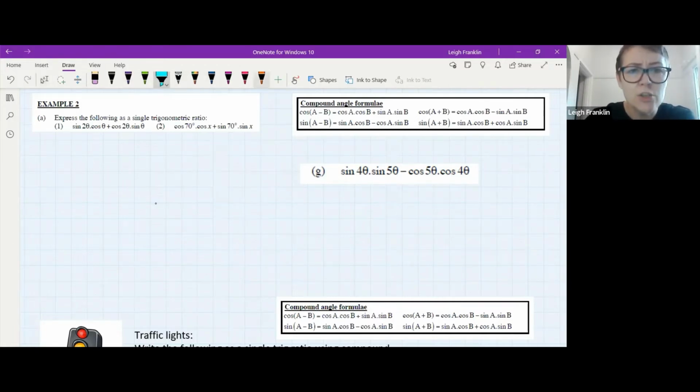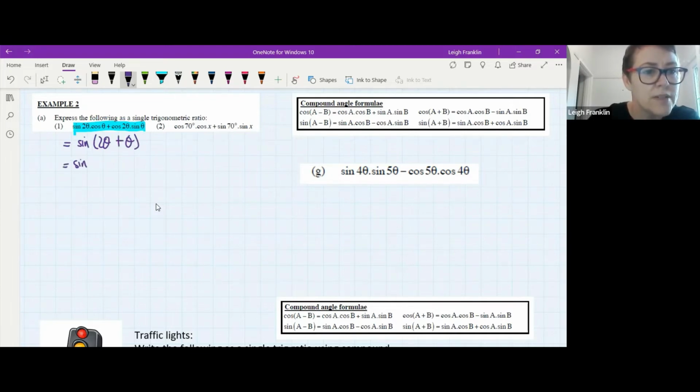If you have a look at it, these first ones are super easy. If we look at this, sine 2 theta cos theta plus cos 2 theta sine theta, we can see straight away that that's going to be sine (A plus B). You get faster the more you practice this, the easier it becomes. I can see that that's exactly what I've got here, so now I can go back the other way. That means I can write this as the sine of 2 theta plus theta, which gives me sine 3 theta.